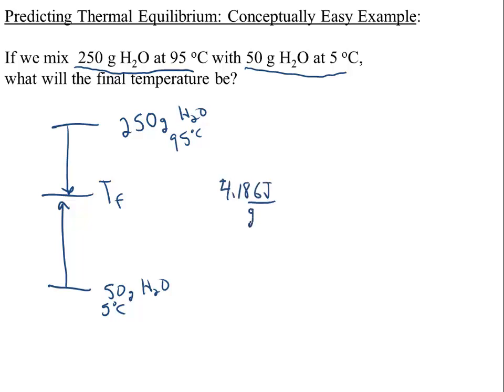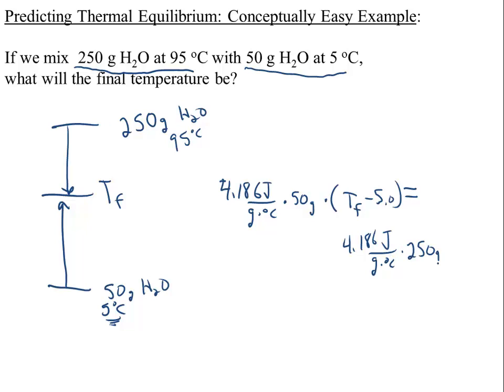4.186 joules per gram degree, that's the specific heat for water, times 50 grams, times its change in temperature, which will be T final minus 5.0 degrees, because that's our initial temperature there. That is going to equal 4.186 joules per gram degree, same specific heat because same substance, times 250 grams, times, now we have, starting at 95, we're going down to TF, so it's 95 minus TF. And those two values on either side will be the same. What's nice here is they have the same specific heat, so we can cancel that.